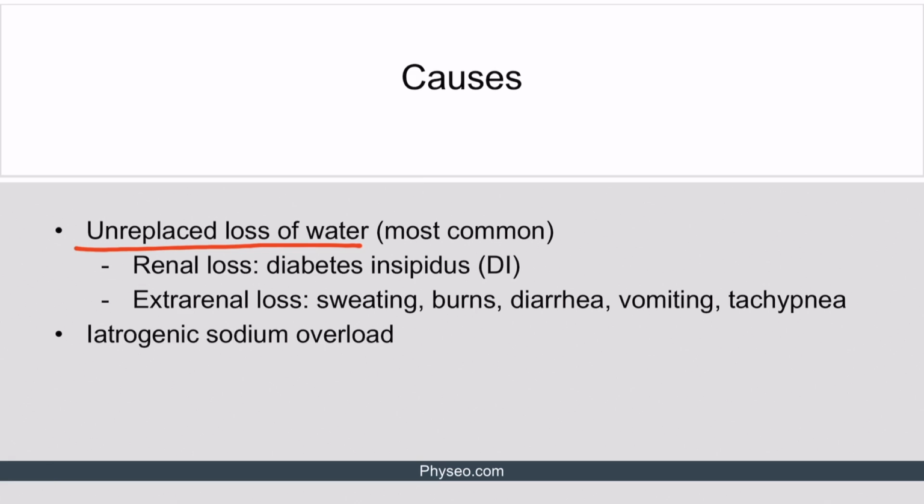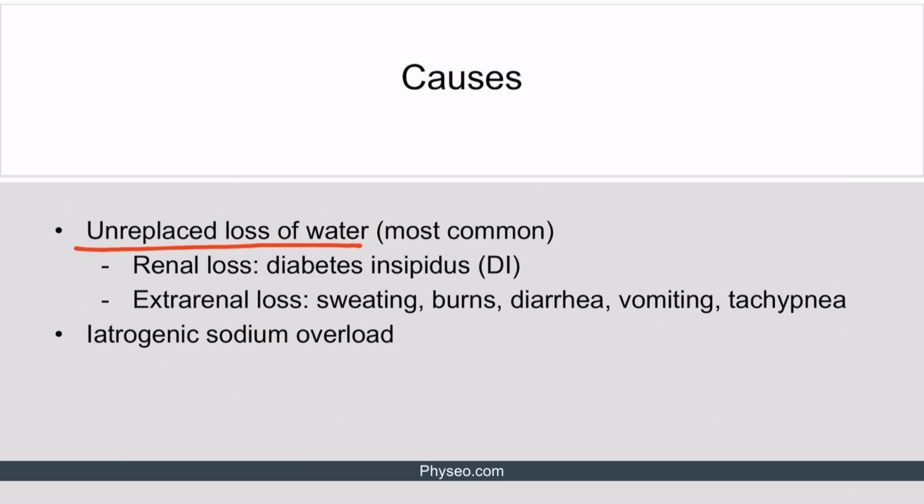Recall that diabetes insipidus is the decreased or absent secretion of ADH, which is known as central DI, or the renal unresponsiveness to ADH, which is known as nephrogenic DI. This results in impaired water reabsorption from the renal collecting ducts and thus massive renal water loss. On the other hand, extrarenal water loss can be due to sweating, burns, diarrhea, vomiting, and tachypnea.